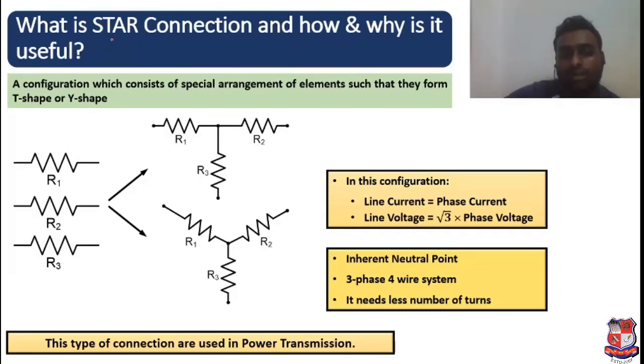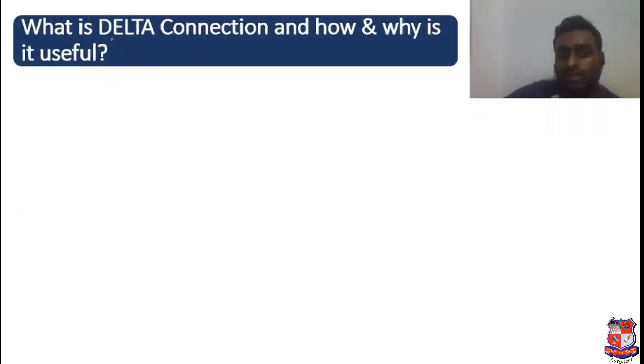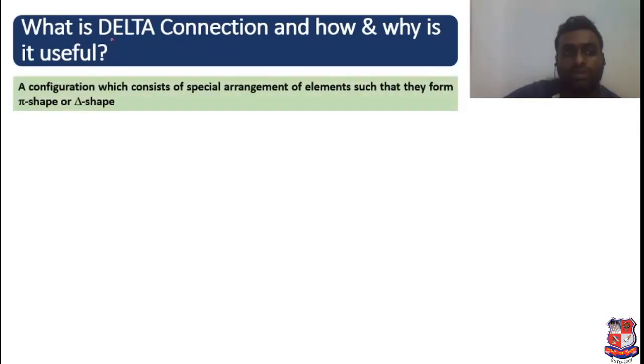So such an application will use star connection. Now similarly, there will be delta connection also. So what is delta connection and how is it useful? It is a configuration which consists of a special arrangement of elements such that they form a pi shape. Okay, pi shape or delta shape. Delta is nothing but a triangular shape.